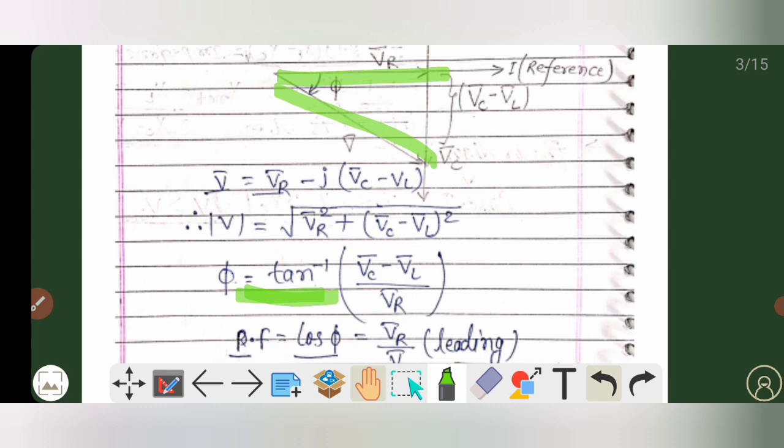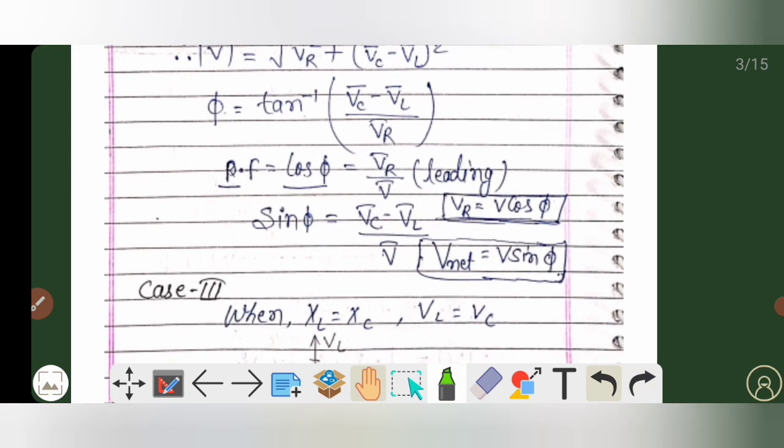Now from the phasor diagram, the current is leading the voltage, so we can say that this circuit is overall leading in nature. If you want to calculate the power factor, power factor is equal to cos phi, and from the triangle, cos phi is equal to VR by V.